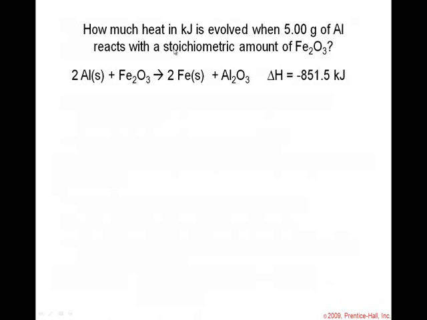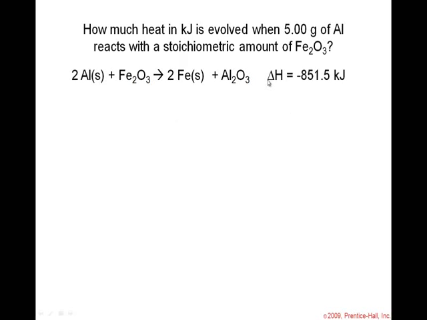Let's take a look at this one. How much heat in kilojoules is evolved when 5 grams of aluminum reacts with a stoichiometric amount of iron(III) oxide? Okay, so these kilojoules we're going to assume is for a mole. It doesn't say it here, but we're going to assume that it's for a mole. So we've got 5 grams of aluminum, and this is my enthalpy.